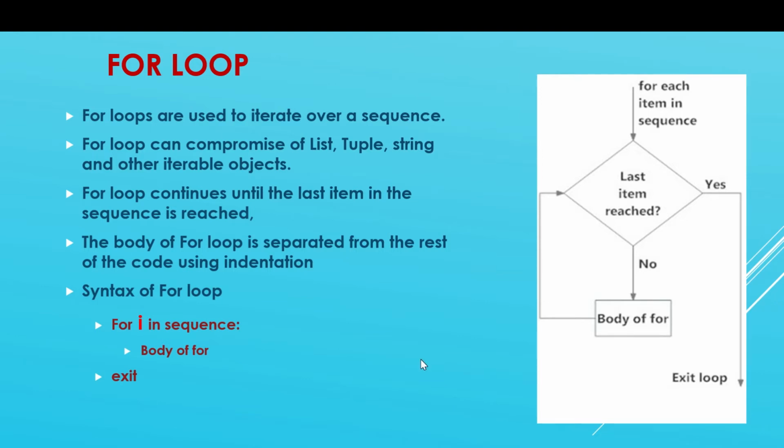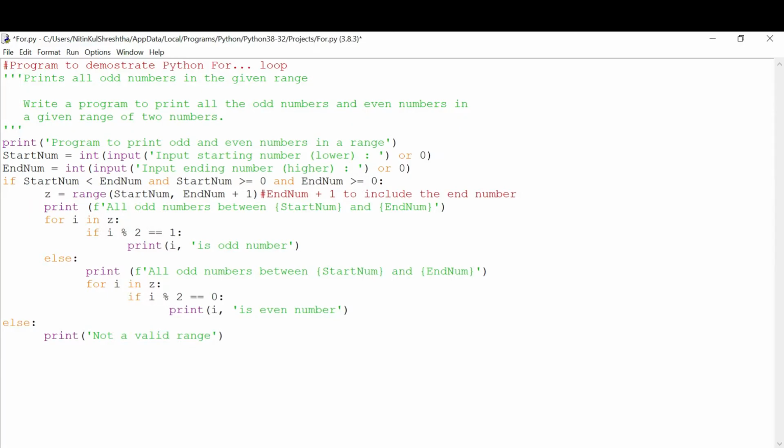Great. Now let's look at some examples. I've prepared some examples here so that we don't spend more time on typing and instead spend quality time discussing the code and understanding whether it will achieve the required output. This is a small program that demonstrates the for loop. It prints all the odd numbers and even numbers in the given range.